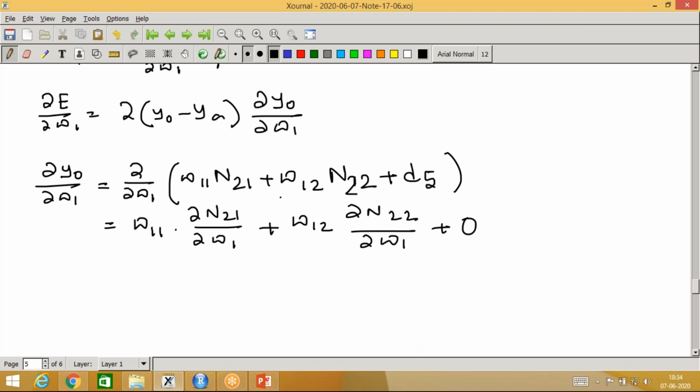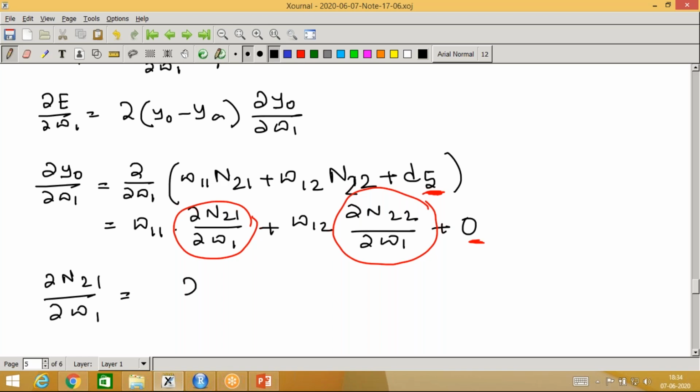Okay. Now, if I can derive this, I can also derive this. Del D5 del W1 will be 0, because D5 is constant. If I derive any one of them, I can derive the other one. So for simplicity purpose, I will derive any one of them.